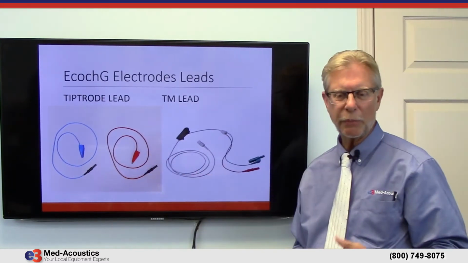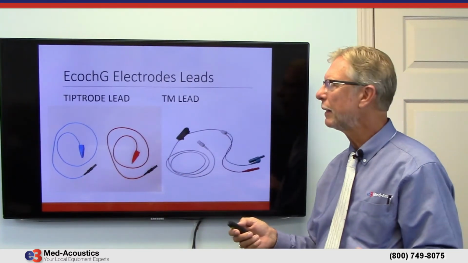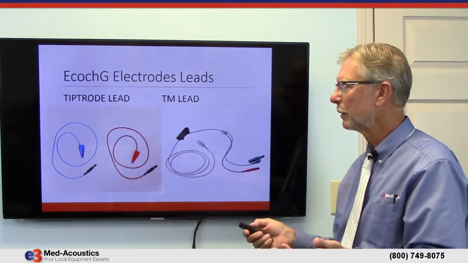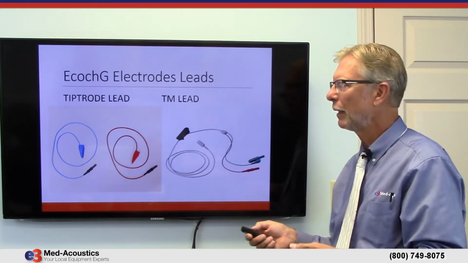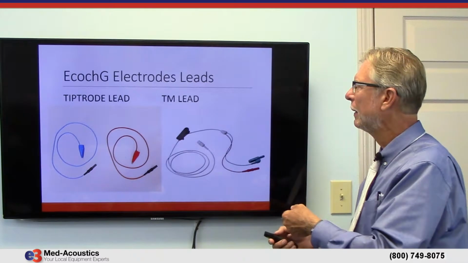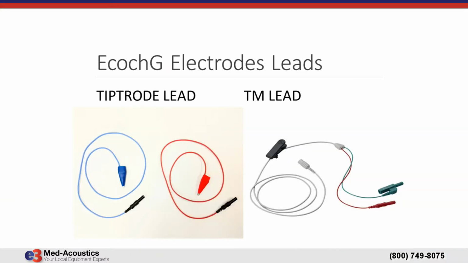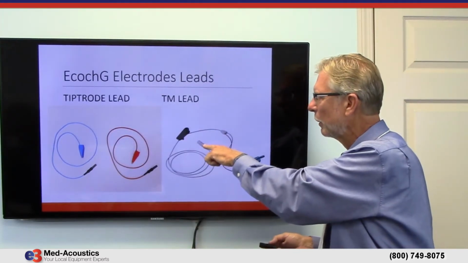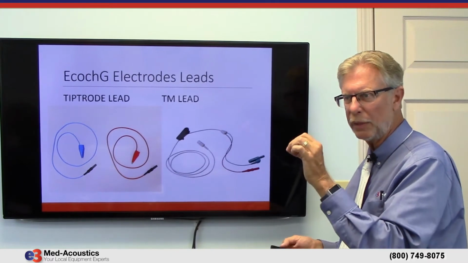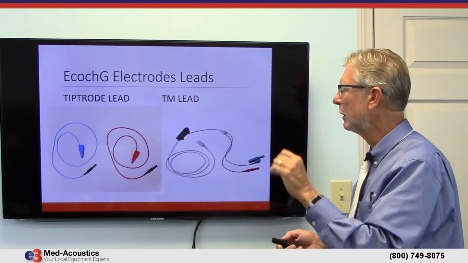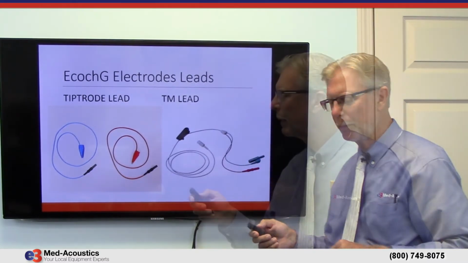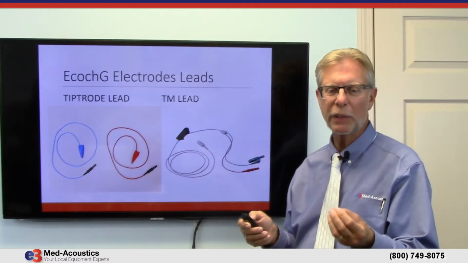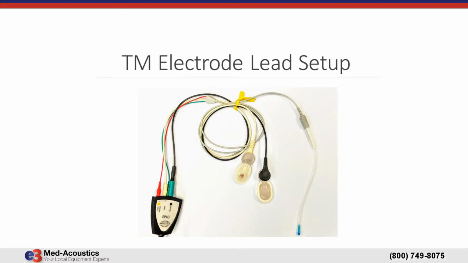So these are the leads that we would use for the tiptrodes. We find these leads better than any other lead. Okay? They're less prone to have problems over time. They're very simple to use. They're ideal. If you were using a TM electrode, this would be the electrode leads that would come with it. And you notice that there is a place where you would plug in that disposable, naturally use only once, tiptrode. And then there are two leads that come off of it. The next slide is going to show us how we would plug the TM electrode leads into the patient cable.